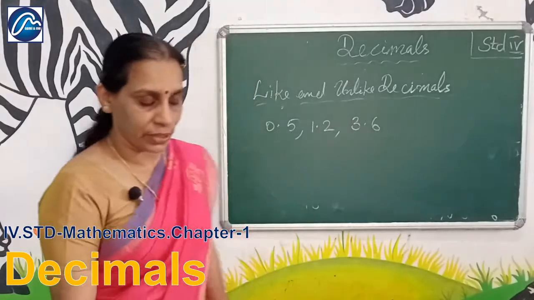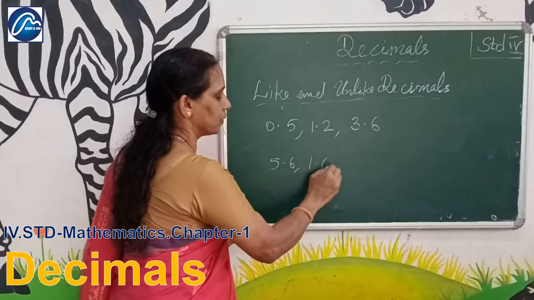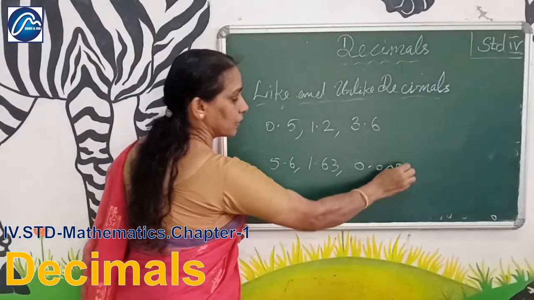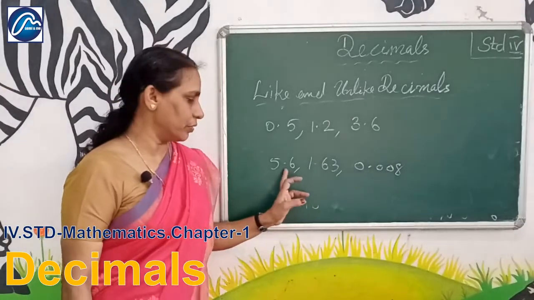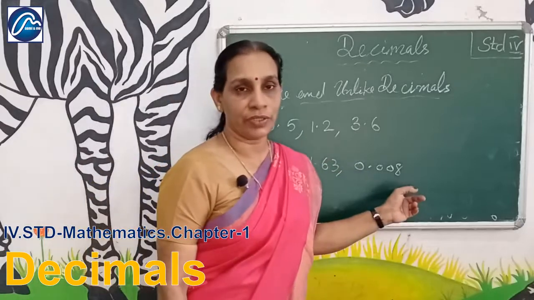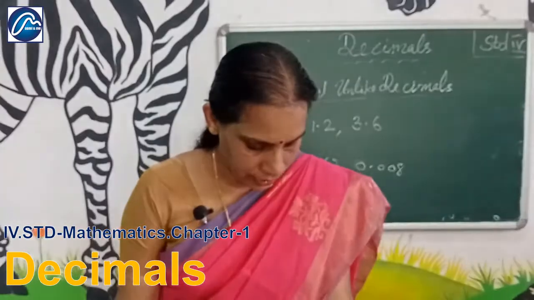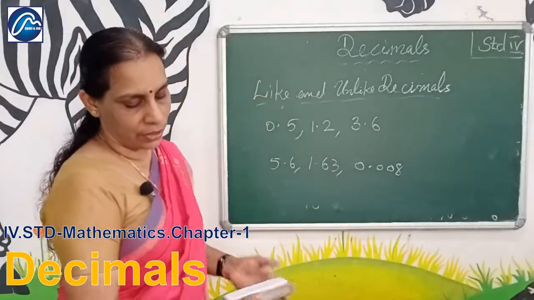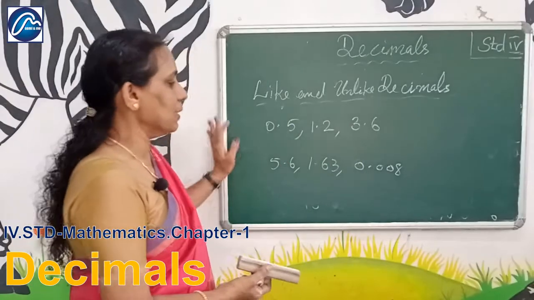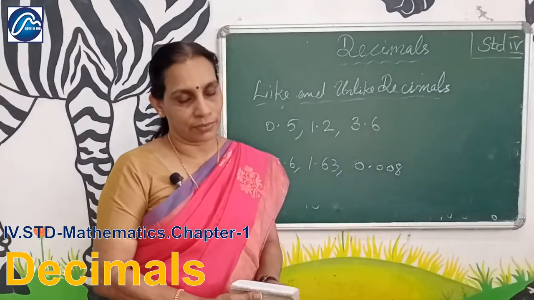Now what are unlike decimals? Unlike means, look here, 1 decimal place, here 2 decimal places, and here 3 decimal places. So these are unlike decimals. Different numbers of decimal places are called unlike decimals. The same number of decimal places are called like decimals.